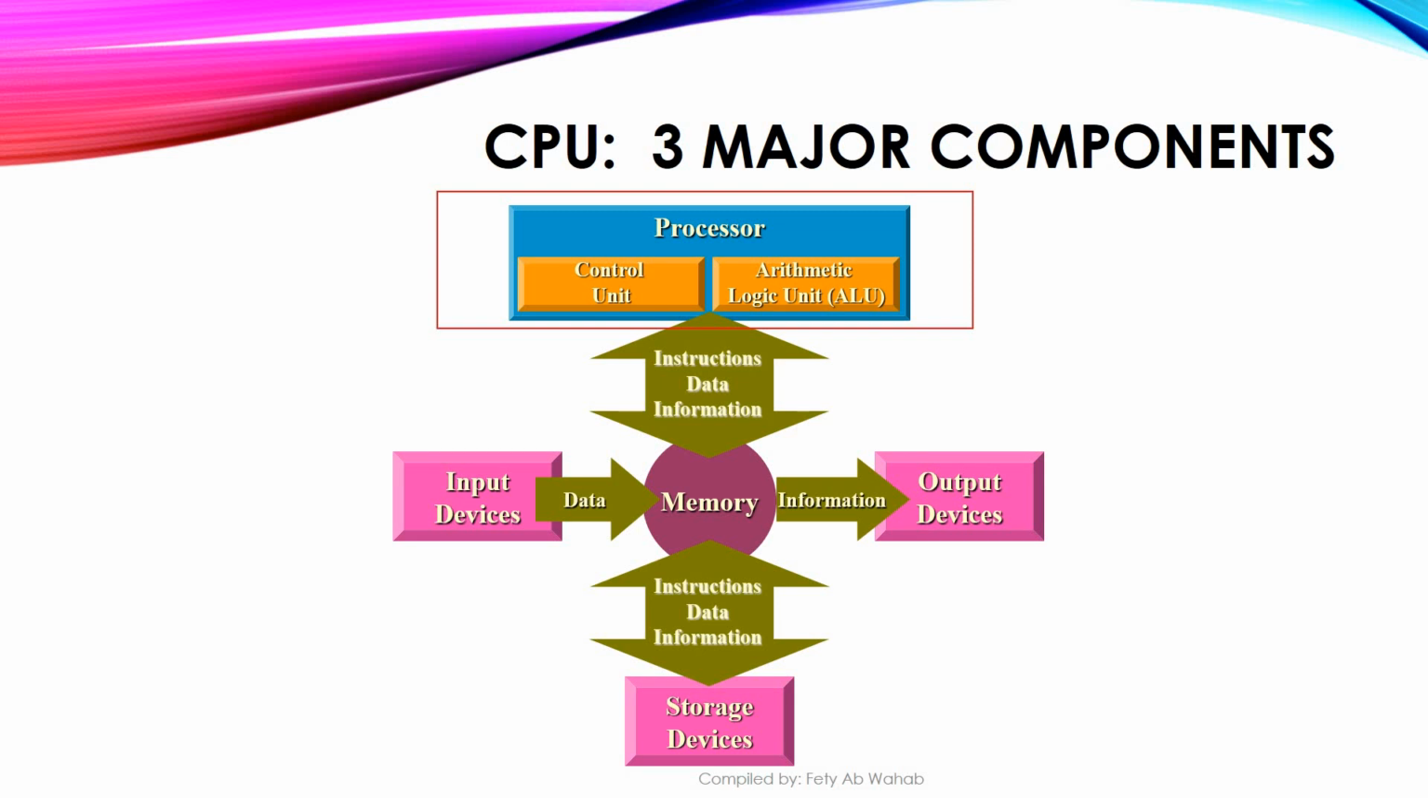CPU, 3 major components. CPU fetches the input instructions or commands from the memory unit, performs arithmetic and logic operations and stores this processed data back to memory.